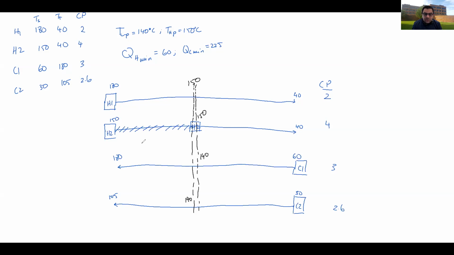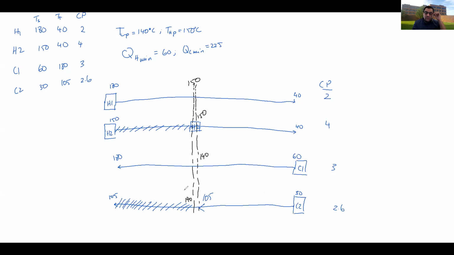60 to 140, 140 to 180, that's fine. 30 to 140, 140 to 105, that doesn't make sense, right? So actually C2 does not exist above the pinch either. So C2 does not exist here, and C2 just stops here at 105. It stops above the pinch at 105. Okay, just be careful. Don't use 140. Just use the temperatures you have for the streams.